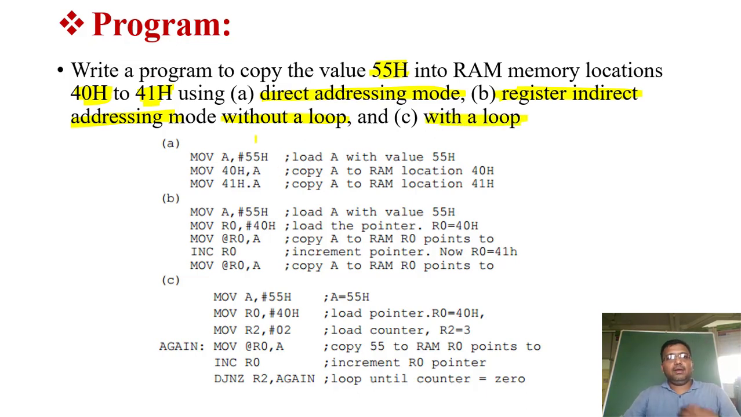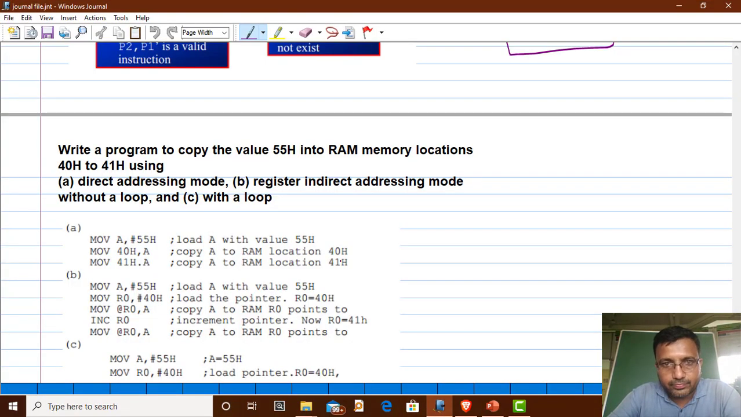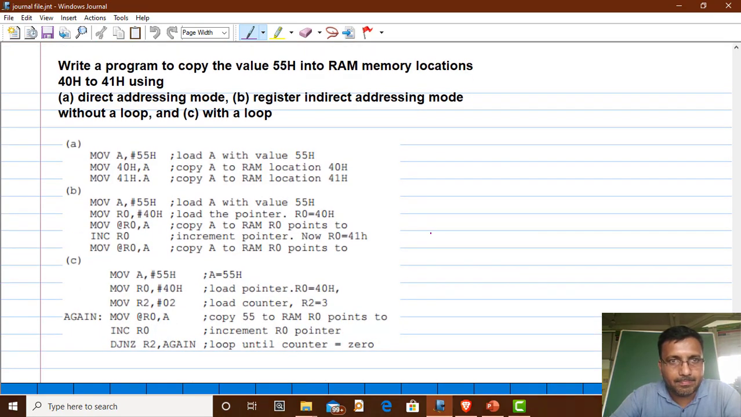So there are three problem statements in this. The very first is the direct addressing mode, where I can specify the direct value here. This instruction, MOV A, #55H, loads this value. I will open the programming sheet so that we can discuss it in a better way. Yeah, here it is. In this case it is written MOV A, #55H. So first the accumulator contents will be 55H. So A will get 55H.